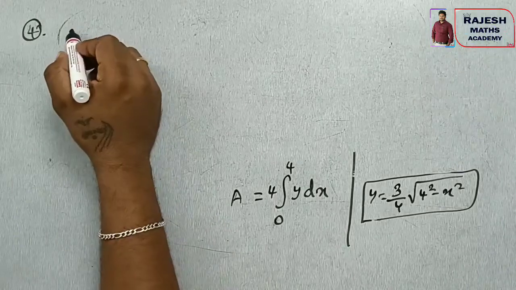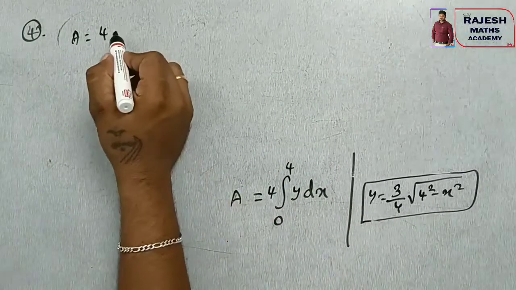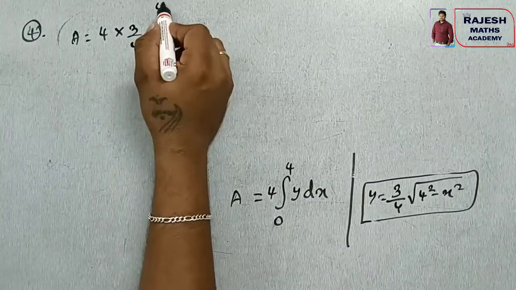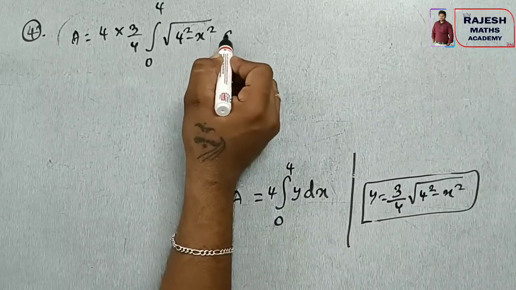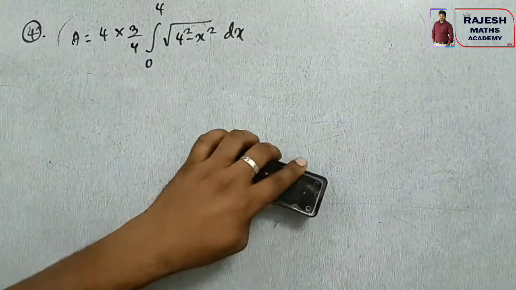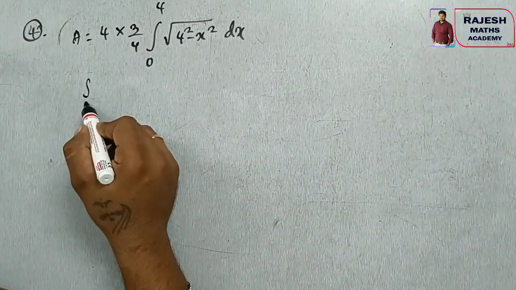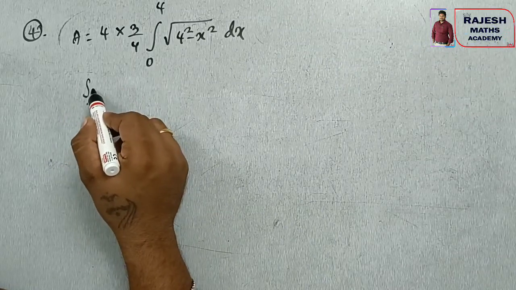For area, A equals 4 times, that is constant, that will be taken outside. So 3 by 4 into integral 0 to 4 square root of 4 square minus x square into dx. Clear? So in integration we have seen the formula. What is the formula? Write the formula and then integrate. So integral, no need of that limit. First apply that formula and then apply limit later.